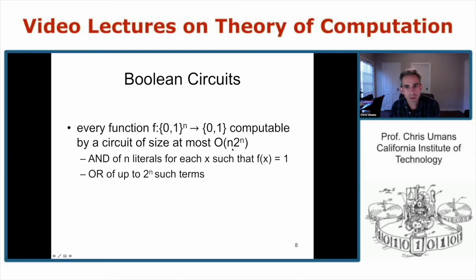Okay, and if you put that all together, the circuit you end up with has size at most n times 2 to the n. In fact, you can do better than that. You can do 2 to the n over n, something like that, but that's not important for this lecture or even this course, probably. Okay, so that's Boolean circuits.